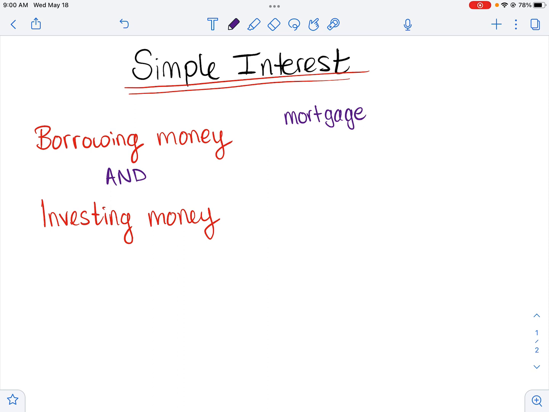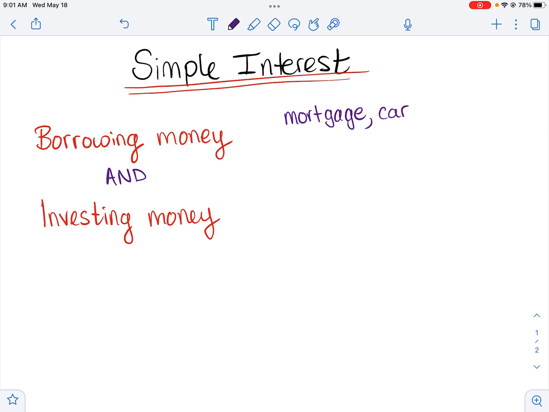Or maybe you want to buy a car, and you're not going to buy a used car that you can afford. You're going to buy a brand new car that's like $50,000 and you can't afford it. So you're going to have car payments, and maybe that company is going to charge you interest. Anytime you have to borrow money, you're going to have to pay interest.